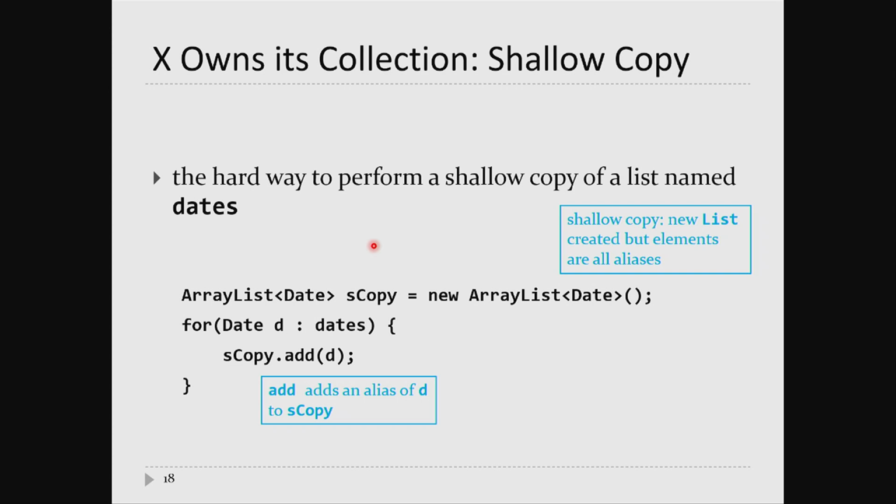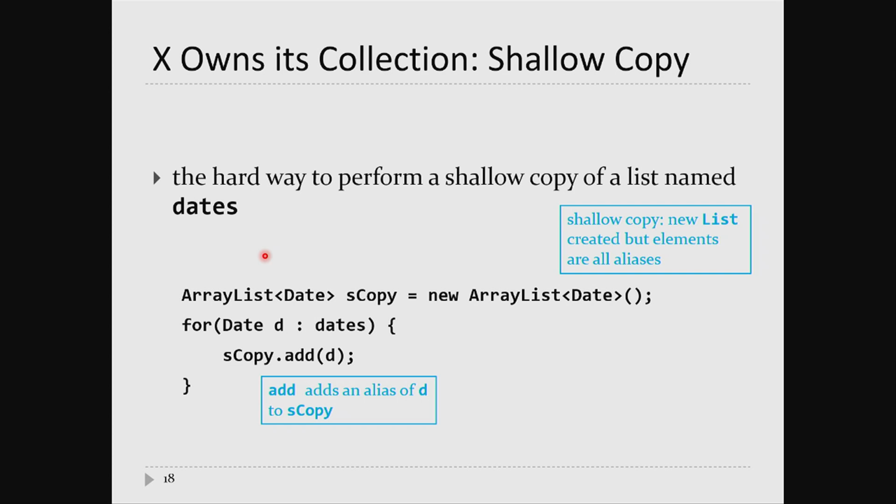Okay, so if I want to own the collection but not the objects inside the collection, then I have to copy the collection. So I have to make a shallow copy. The hard way to make a shallow copy is to use a loop. So I'm going to make a shallow copy of some list called dates. It doesn't matter what's in it. It's just a list of dates.